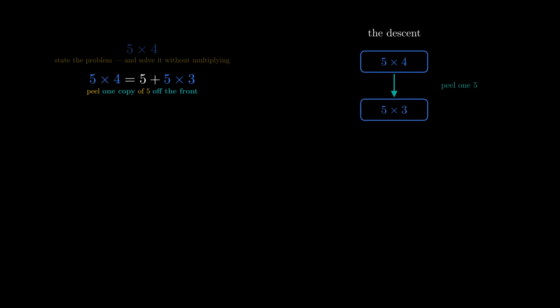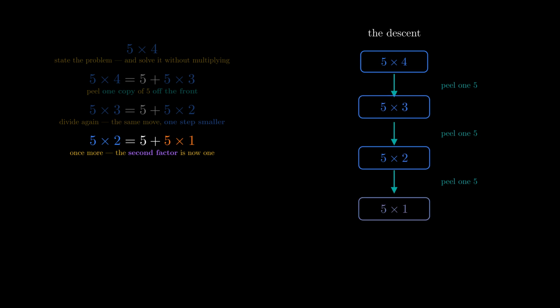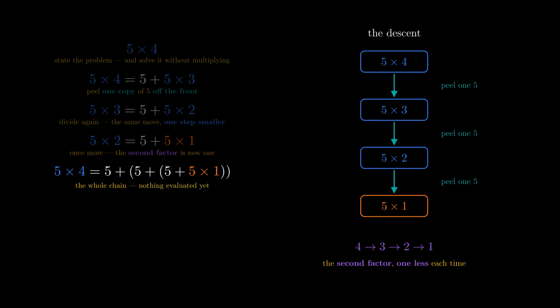Start with the divide step. To compute 5 times 4, peel 1 5 off the front, 5 plus 5 times 3. Divide again, 5 times 3 is 5 plus 5 times 2. Once more, 5 times 2 is 5 plus 5 times 1. Each line is the same multiplication, one step smaller. Stack the lines together and the whole chain appears. 5 plus 5 plus 5 plus 5 times 1, the entire answer waiting on that last small piece.